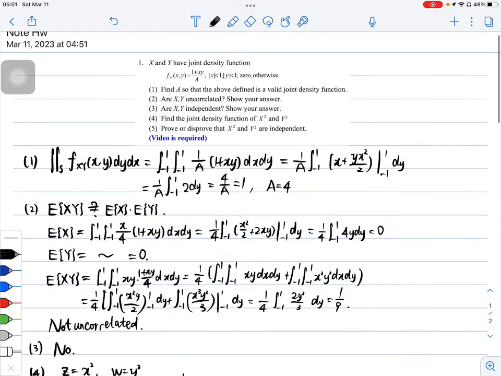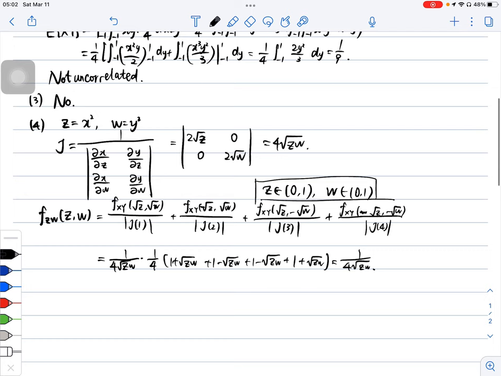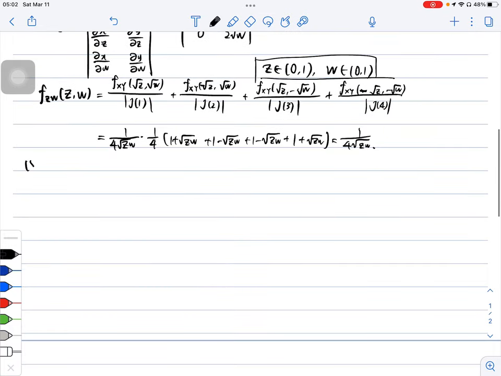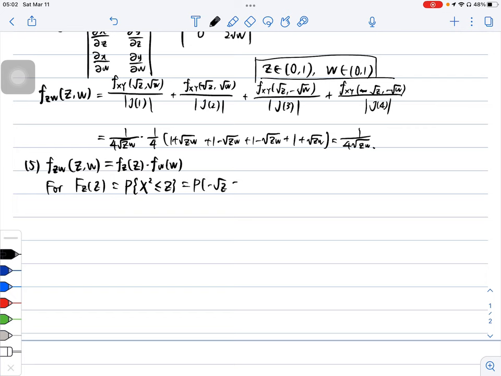For part 5, prove or disprove that they are independent. According to the definition, they are independent if and only if fZW equals fZ times fW. For fZ, we know that it is something like this.